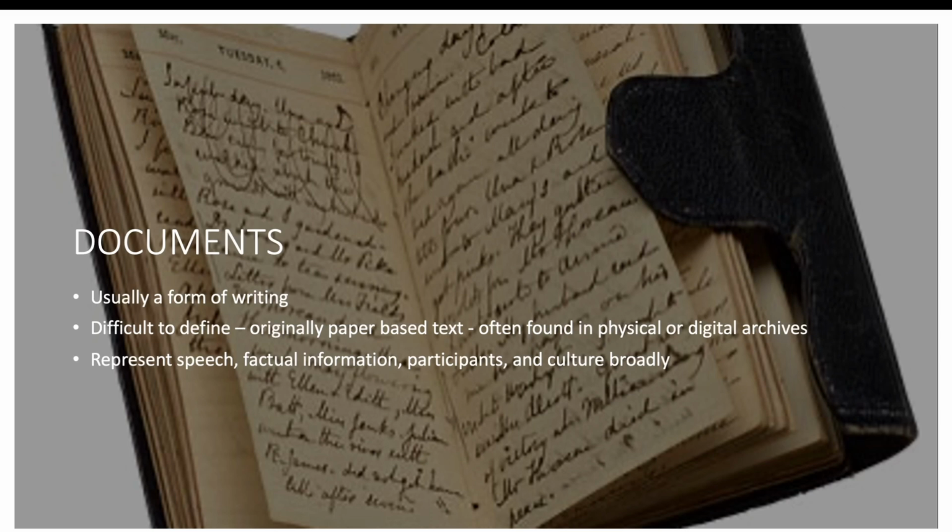And it's important. It can represent speech. Even something like a diary can be an internal monologue the person's having. It can be something that's representing some kind of factual information. It can tell us about the participants, let's say, or the culture more broadly. And documentary evidence is very important in the ethnographic record.